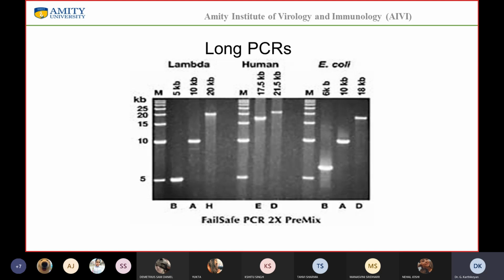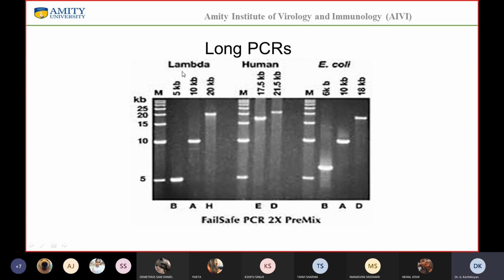But people have developed different DNA polymerases, and now people are able to very easily and routinely do PCRs of more than 20 kilo base pairs. What an improvement from 2 kilo base pairs to 20 kilo base pairs, 10 times more. These are specialized DNA polymerase mixes commercially available. Somebody has put their heart and mind into making this, and then they are making money out of it, right? There is nothing wrong, as long as you are able to help people out.